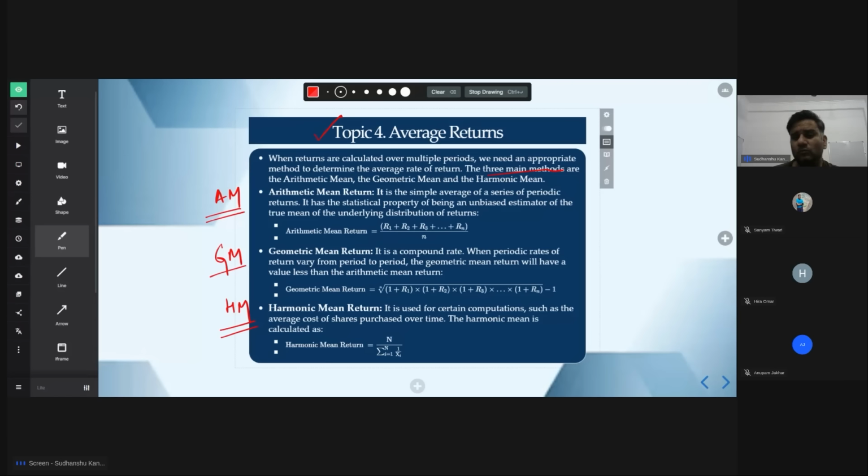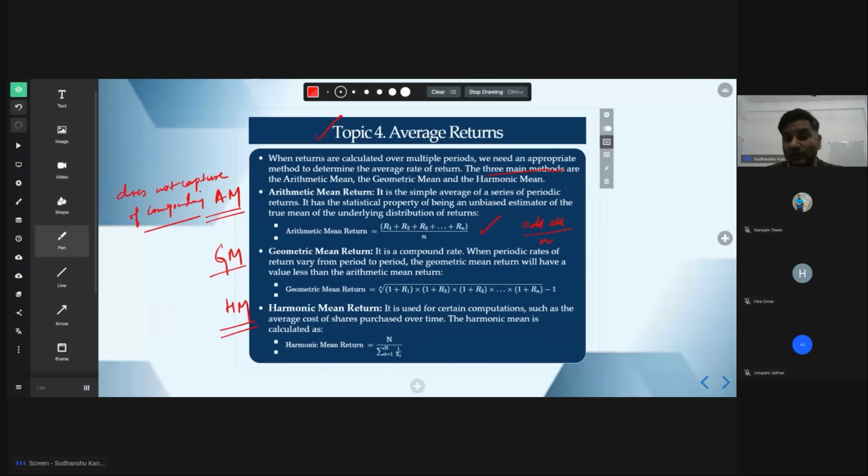So arithmetic return is the simplest, right? Just add, take the average. This is the most basic kind of thing. Add all and divide by the n number of observations you have. This is very simple and straightforward. When you want the simplest of returns, you take the arithmetic return. But the point here is the arithmetic mean return does not capture compounding. So there is no concept of compounding in arithmetic return because it is a simple average, right? A simple average does not have any compounding.